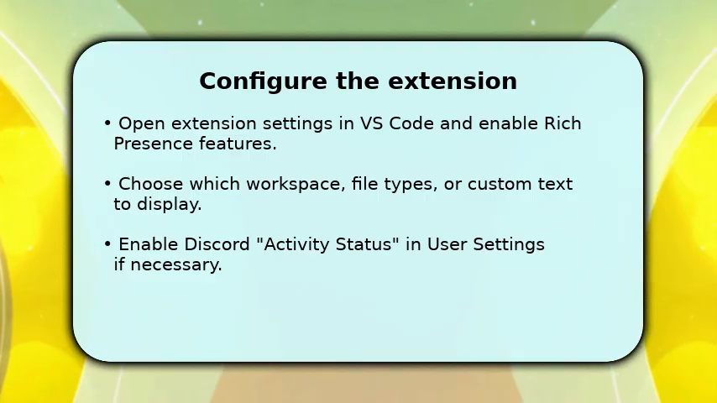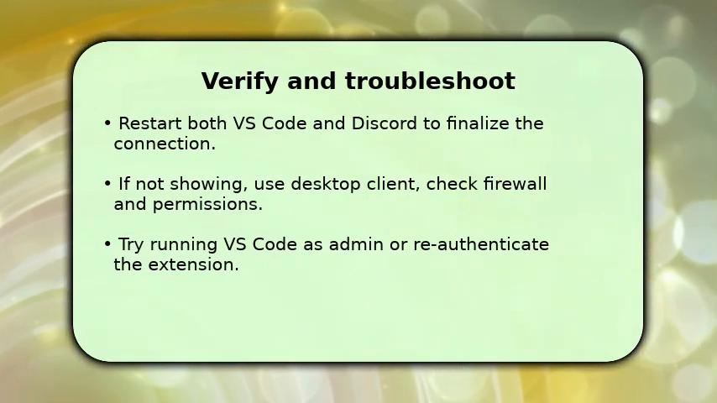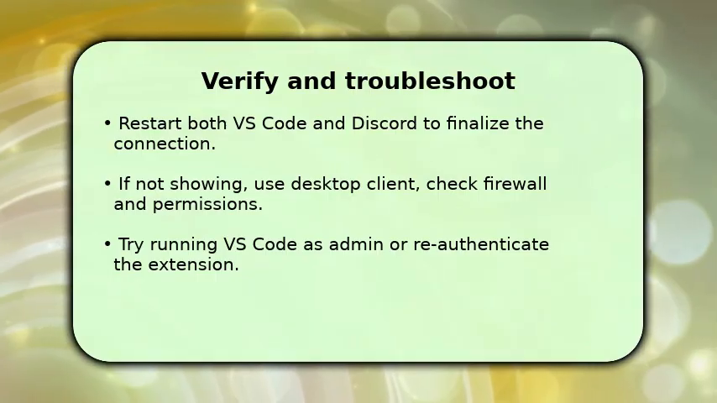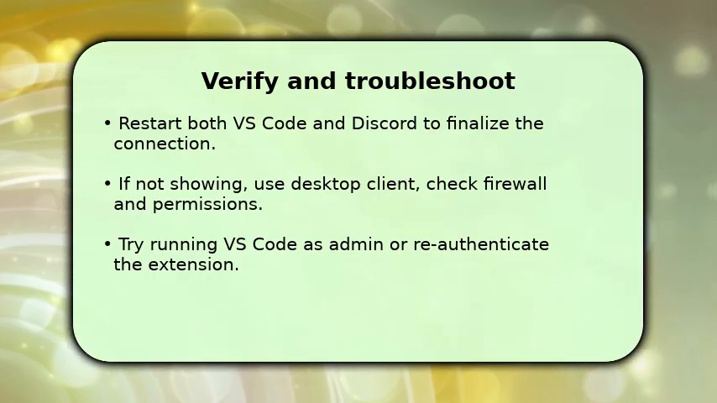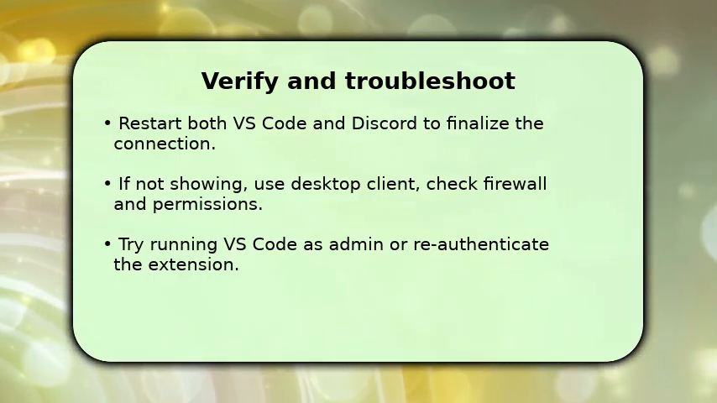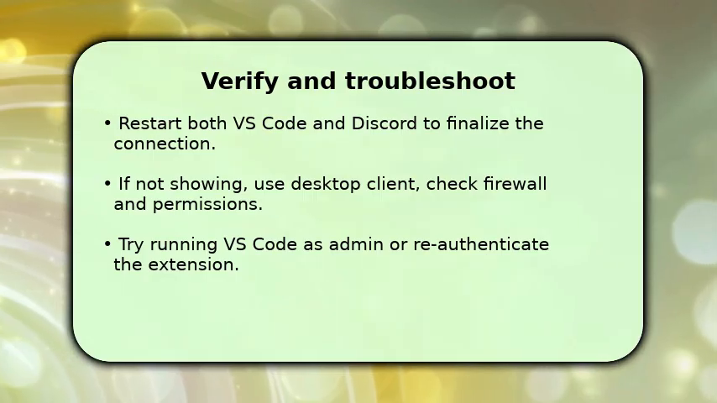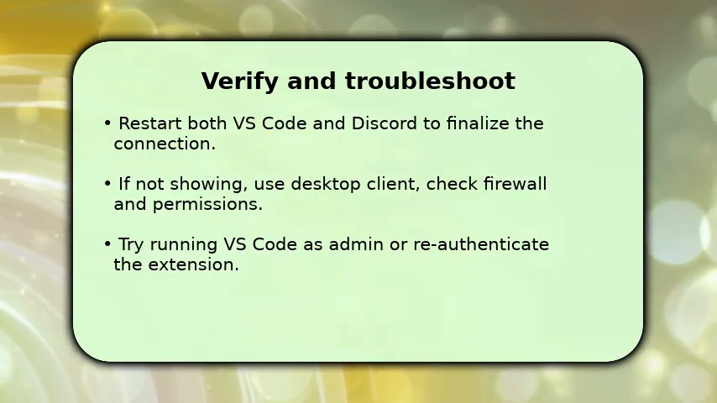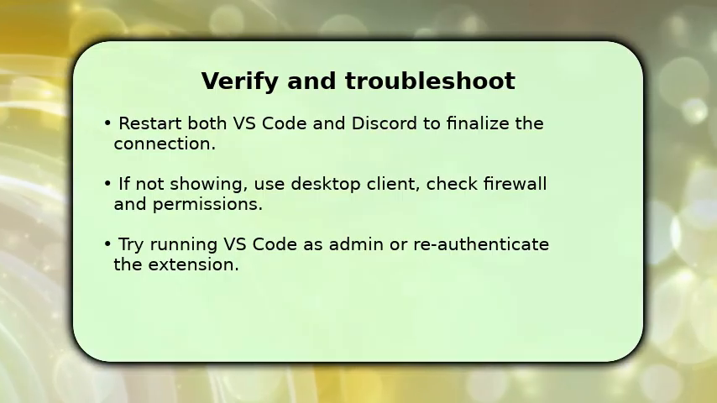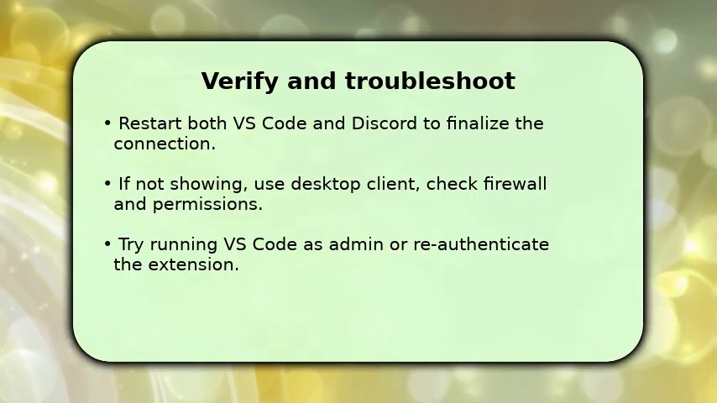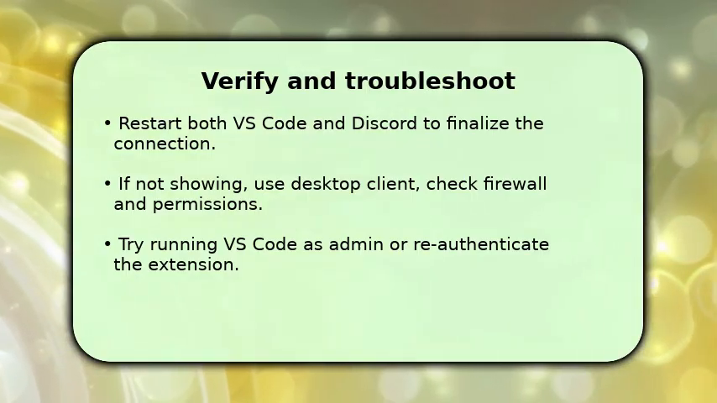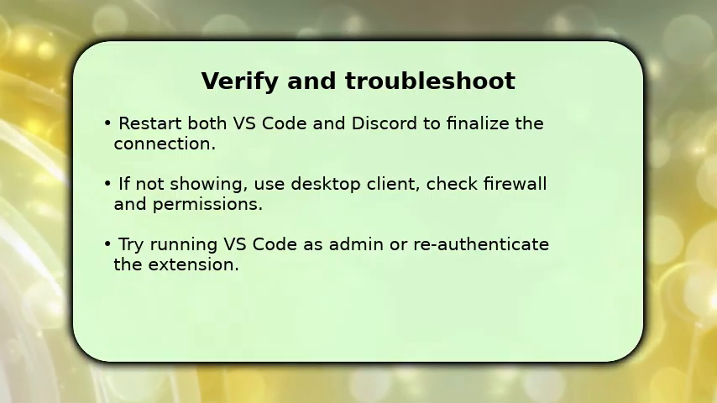Finish by verifying the status on your Discord profile. Open your profile or a friend's view to confirm the VS Code activity appears. If it does not, restart both applications and then check for common blockers: the web Discord client, strict firewall rules, or antivirus interference. If problems persist, run VS Code with elevated permissions or reinstall the extension and reauthorize it, and make sure no other app is hijacking Rich Presence.